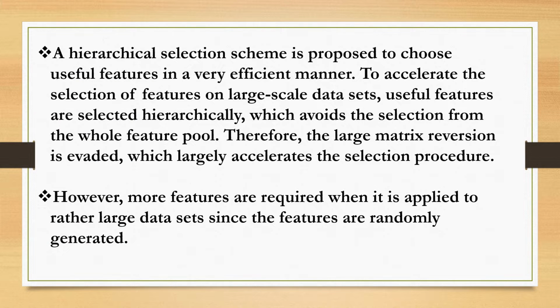A hierarchical selection scheme is proposed to choose useful features in a very efficient manner to accelerate the selection of features on large-scale datasets. Useful features are selected hierarchically, which avoids selection from the whole feature pool. Therefore, the large matrix inversion is avoided, which largely accelerates the selection procedure. However, more features are required when it is applied to rather large data sets, since the features are randomly generated.